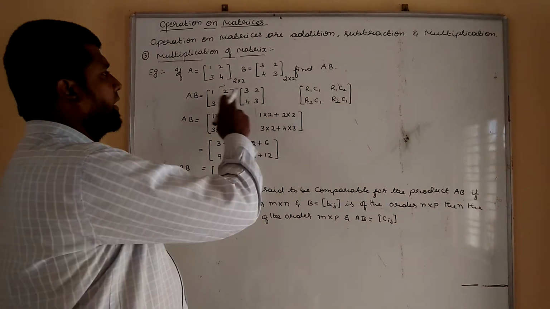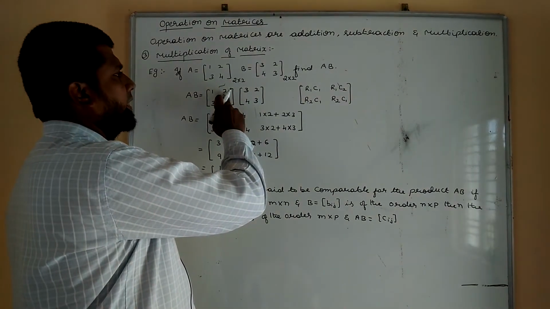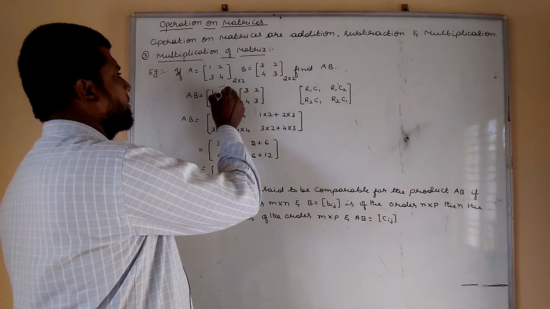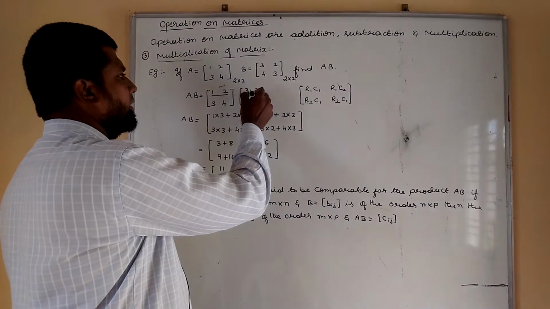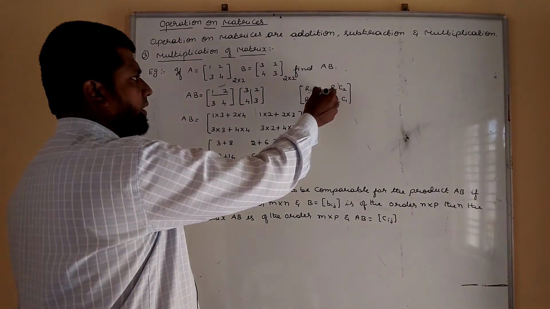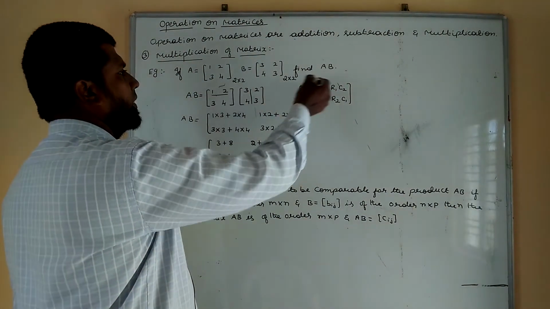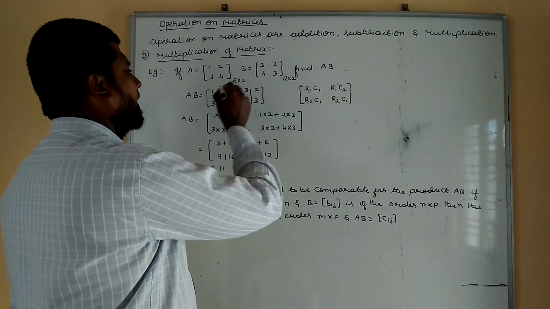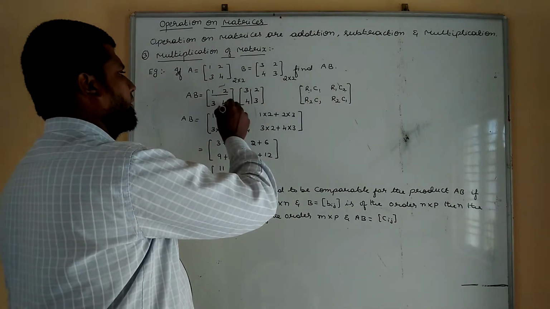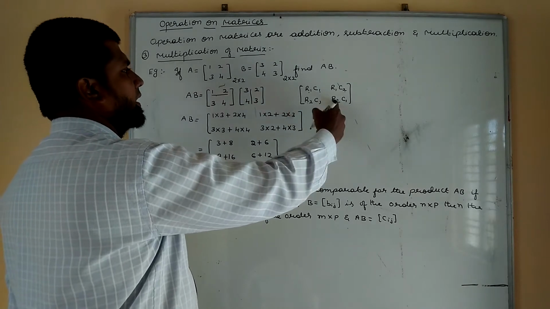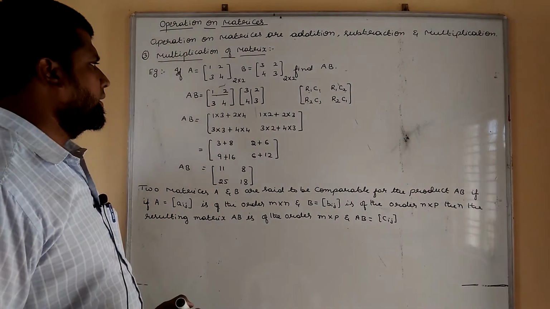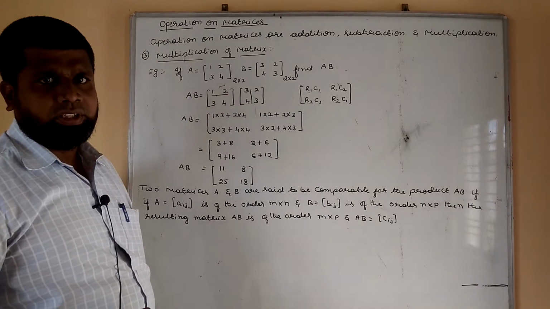So here, the first row should be multiplied with the first column. Then the first row should be multiplied with the second column. Then the second row should be multiplied with the first column. Then the second row should be multiplied with the second column. So this is very important, the multiplication of matrices.